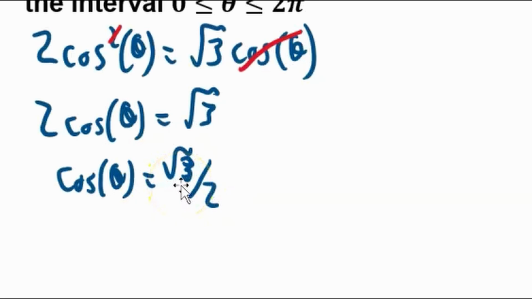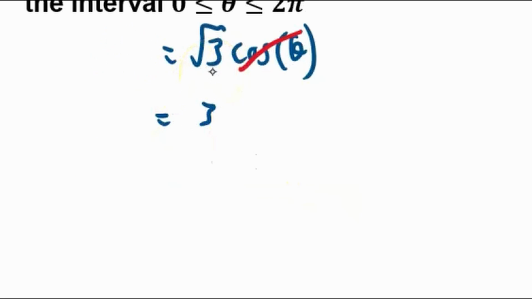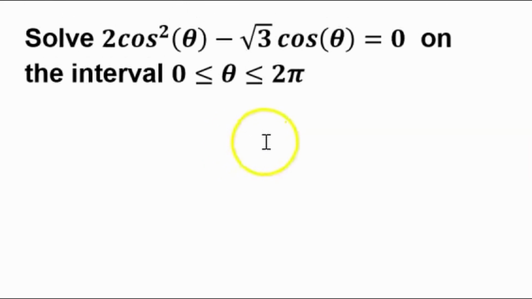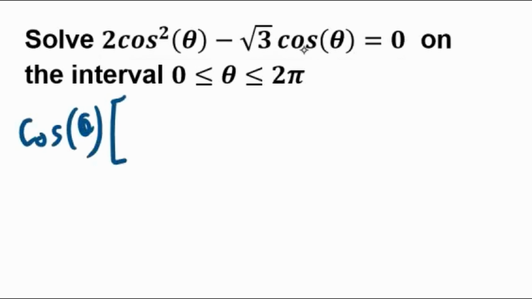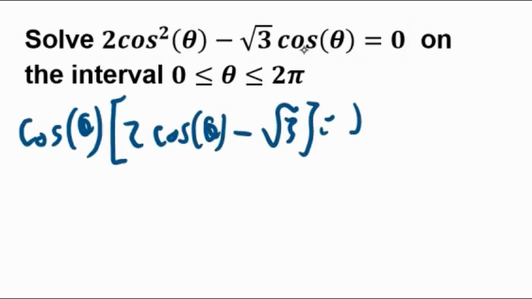Did you see it? This seems like it's right because it doesn't seem like we made any mathematical error, but this is wrong. By canceling out cos theta, we actually lose a solution. So I'm going to redo this, and rather than canceling out a cos theta, we're going to factor out cos theta. So we're left with 2 cos theta minus root 3 equals 0.